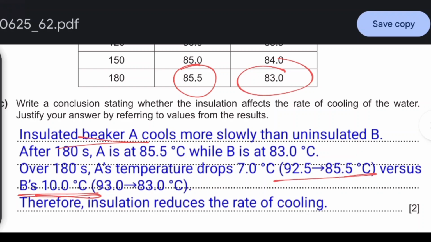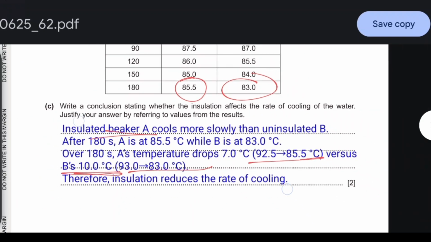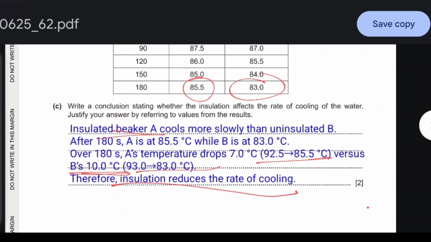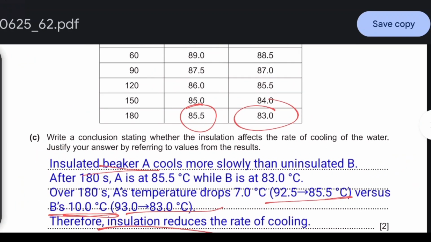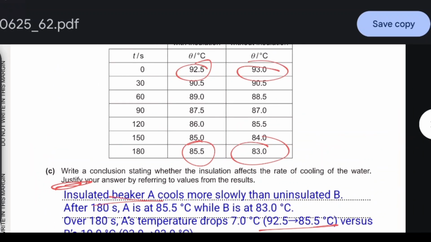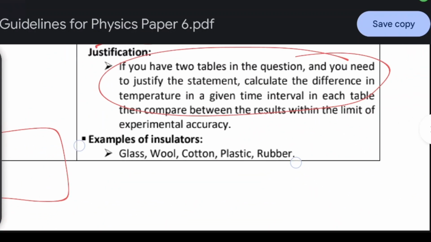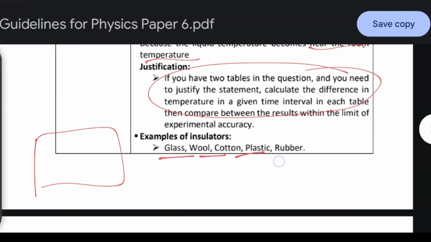Alright, so you'll subtract the readings to find the temperature change. That's all they mean, and then you'll give your conclusion that insulation reduces the rate of cooling. Please remember this, justify answer. This is how you're going to do it. You can subtract the readings. Okay. Examples of insulators include glass, wool, cotton, plastic, rubber.